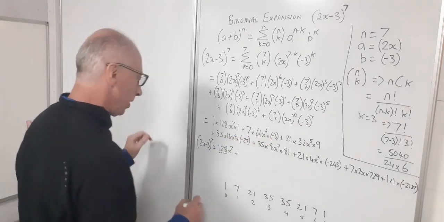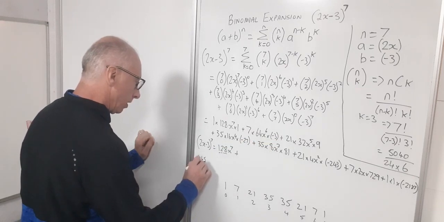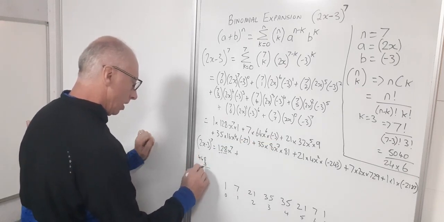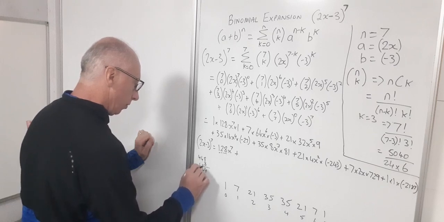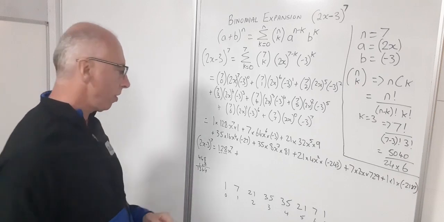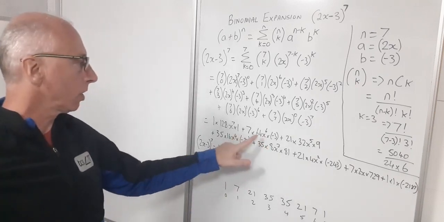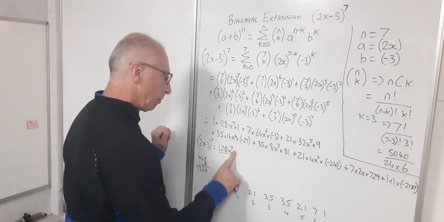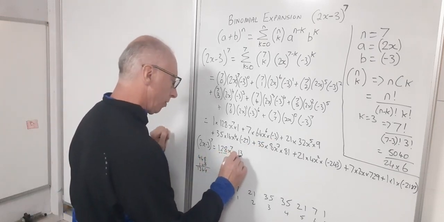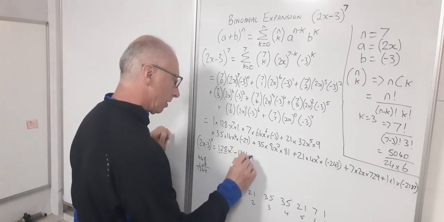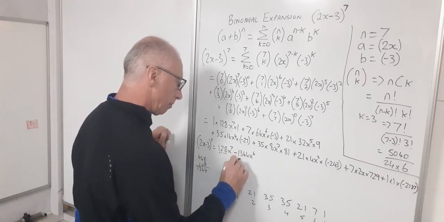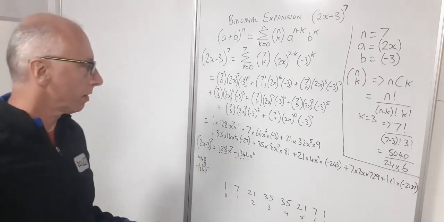Let's just work that out here. 448 times 3. That gives me 24. 3 4s are 12. 4 3s are 12. Carry 1. And that's going to give me 13. So that's plus 1,344. But it's going to be a minus sign because I've got a minus sign there. So that becomes minus 1344 x to the 6. So that's my coefficient for x to the 6.